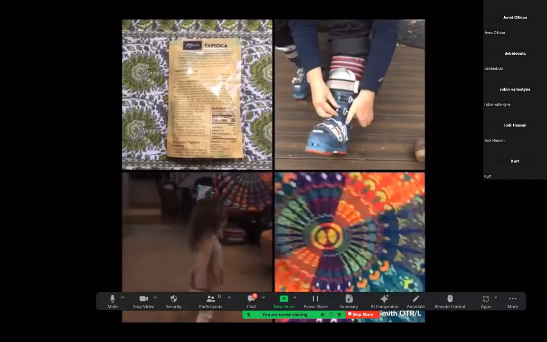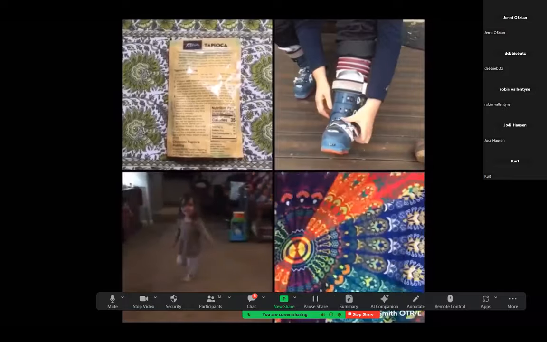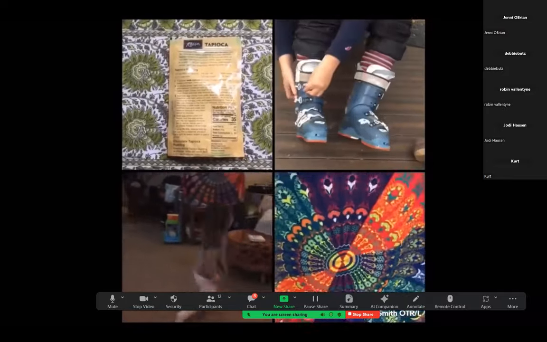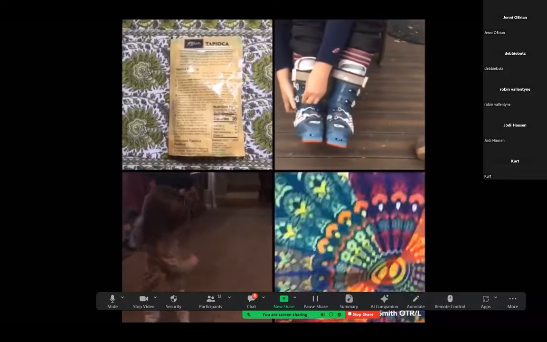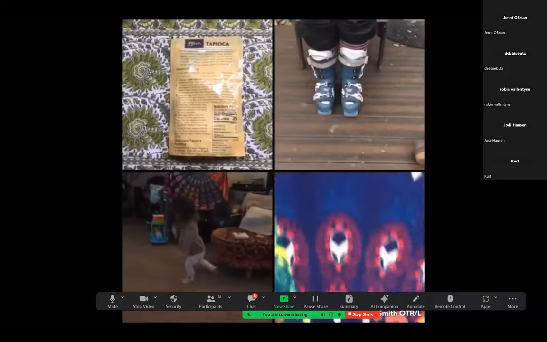Step 4. Beat egg whites until stiff. Slowly fold the egg whites into the hot tapioca mixture. Stir in vanilla. Serve warm or chilled. Makes 6 to 8 servings.